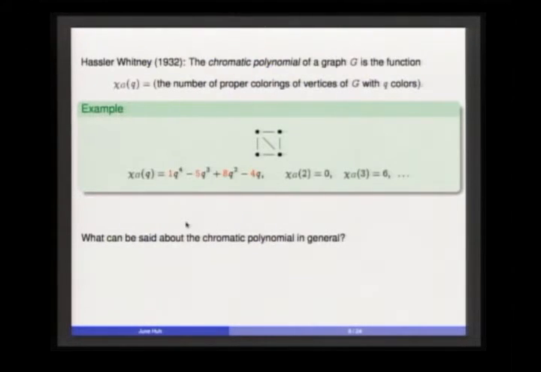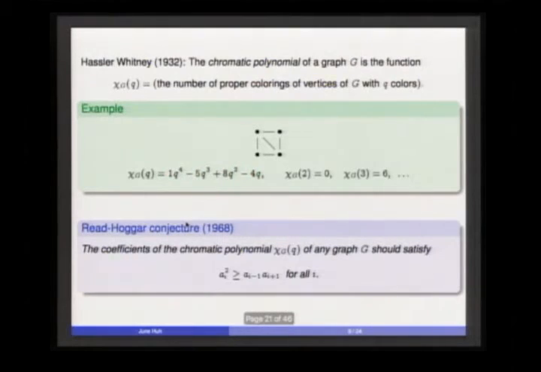So what can you say about the chromatic polynomials in general? This was the conjecture of Read and Hoggar. Whenever you write down a chromatic polynomial for any graph, and you read off the sequence of coefficients, you should always see that quadratic inequality: a_i squared is larger than the product of a_{i-1} times a_{i+1}.